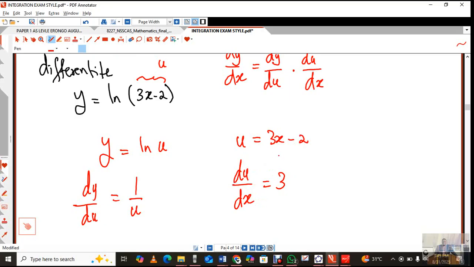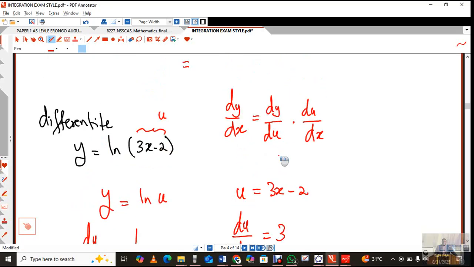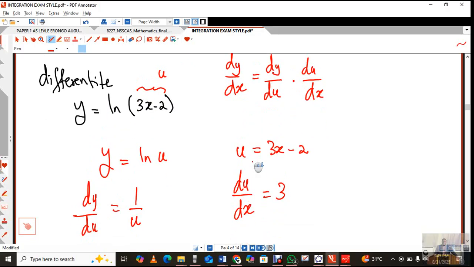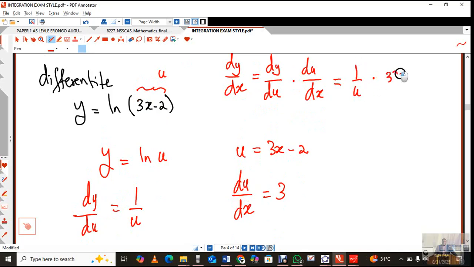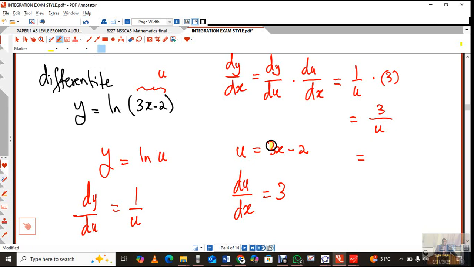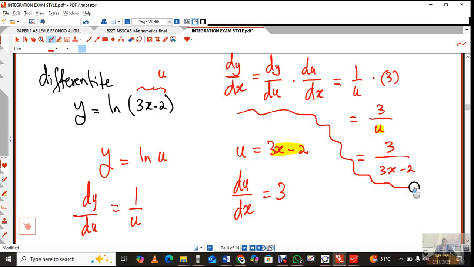Now, what does the chain rule imply? It implies that we have to multiply these things together. So using this, we are going to say dy/du, which is 1 over u, we're going to multiply it by 3. At the end of the day, we have got 3 over u, but what was my u again? My u is this value here, so I'm going to have to replace it, so that's 3 over 3x minus 2. So that's what we do whenever we have the chain rule.